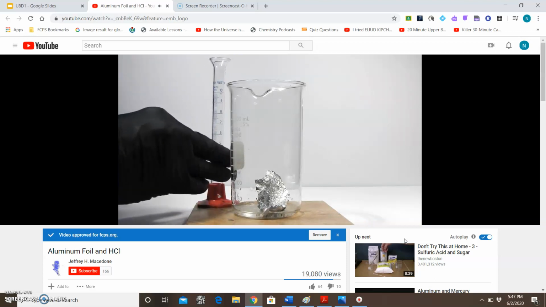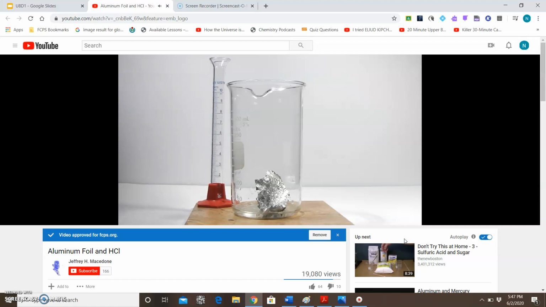So he has a piece of aluminum foil and he added about 10 milliliters of hydrochloric acid. And very quickly, the hydrochloric acid ate through the plastic coating on the aluminum foil and started reacting with the aluminum foil.